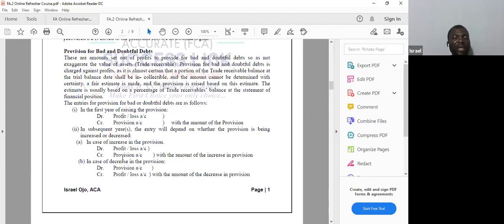But if the case is that it decreased, you debit the provision account and credit the profit or loss account because it's regarded as other gain. It means that we have overestimated the provision in the previous year. So for the current year, we have reviewed, and based on our review, we now notice that it has decreased. So instead of 15,000, we are charging 5,000. That difference of 10,000 naira goes to the profit or loss account as gain.